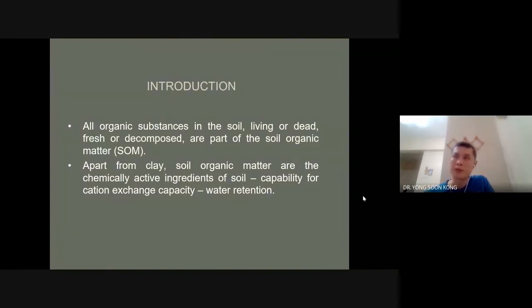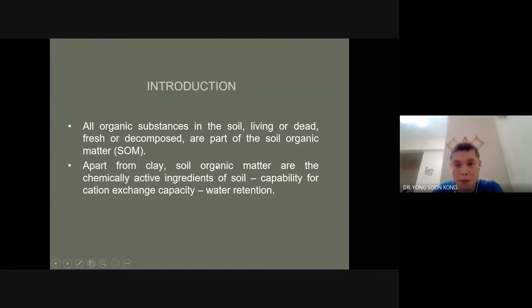The first day when you were out taking soil samples, I told you, okay, what's a good soil sample? They will be dark in color. Why are they dark? Because they have soil organic matter. And that is why. Now, today we're going to learn in detail why soil organic matter is so important for soil health.